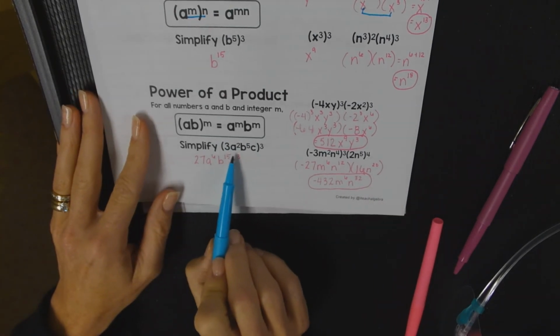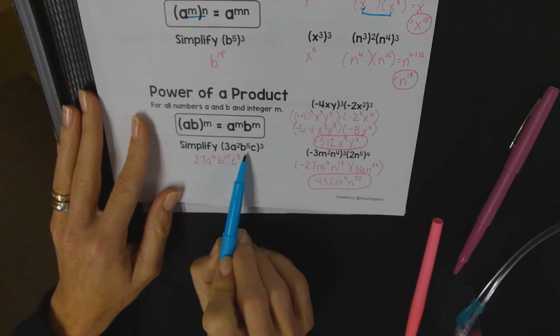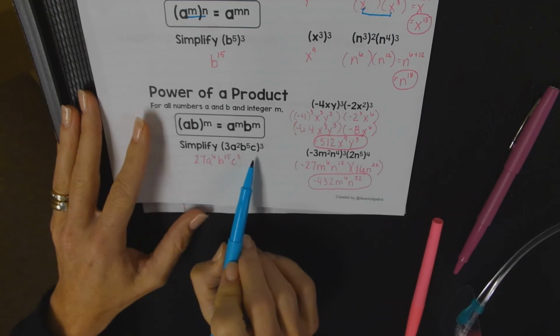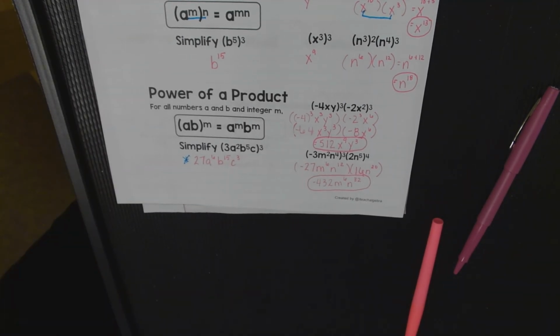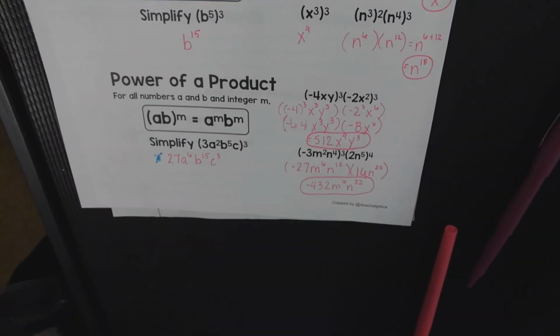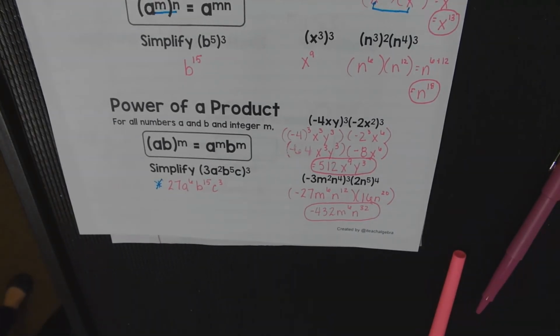All right, let's look at this simplify right here. 3a squared, b to the 5th, c, all to the third power. Guys, if you can do this, you're done for the day. I'm telling you, this is not hard. Three. What does this 3 mean outside? The formula says everything inside here is to what power? 3. 3 to the third.